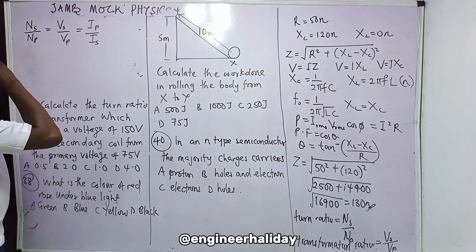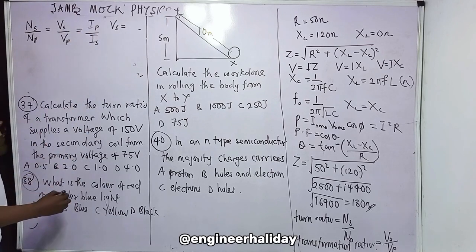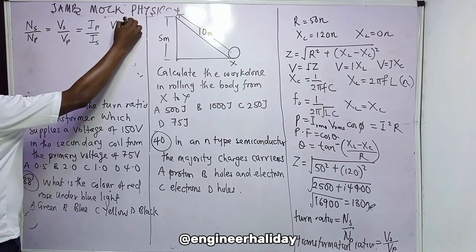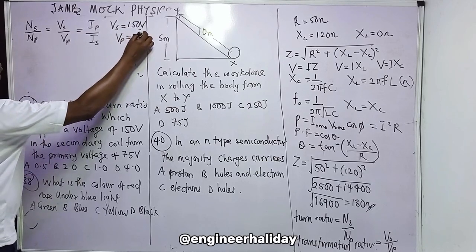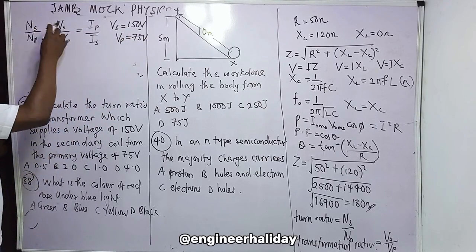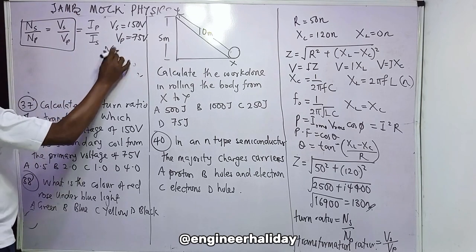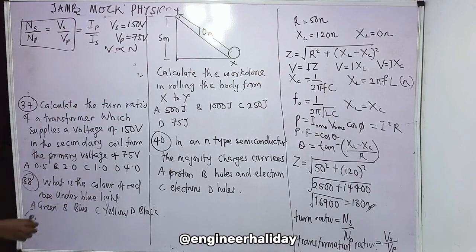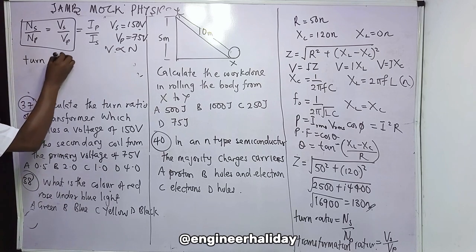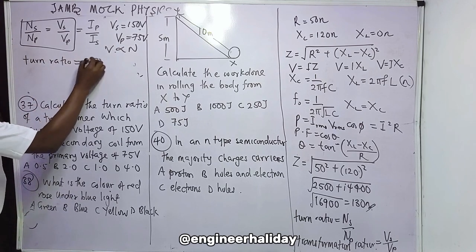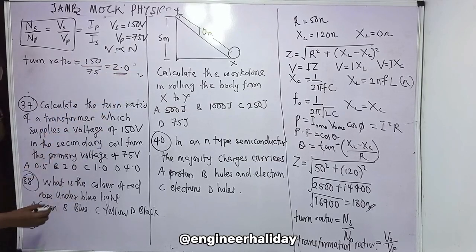Now, look at it. Since we are given Vs, what is Vs given to us? 150 volts. Our Vp is 75 volts. So I will not need to bother myself. I can take this one to be equal to this, since V is proportional to N. So I will just say turns ratio is equal to 150 divided by 75. We have 2.0 as the answer.